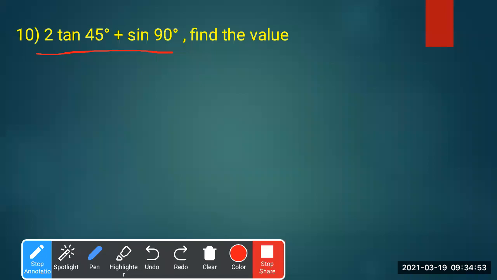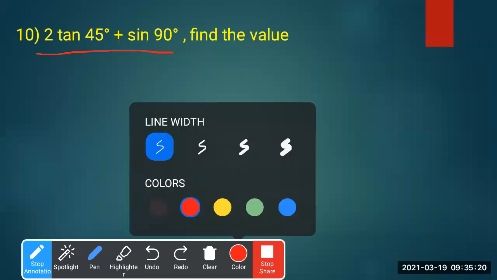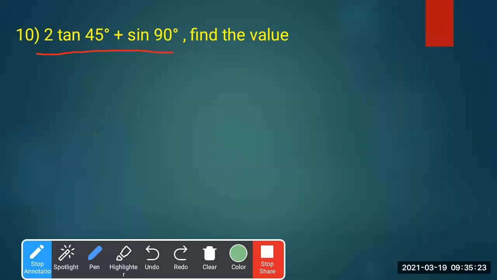So here you are going to use the table again, that is, the values given in the table. First of all, students, just underline or make sure which values you want from the table, excluding the whole number. Now you can see that 2 is a whole number. So excluding 2, the values you want are tan 45 and sin 90.